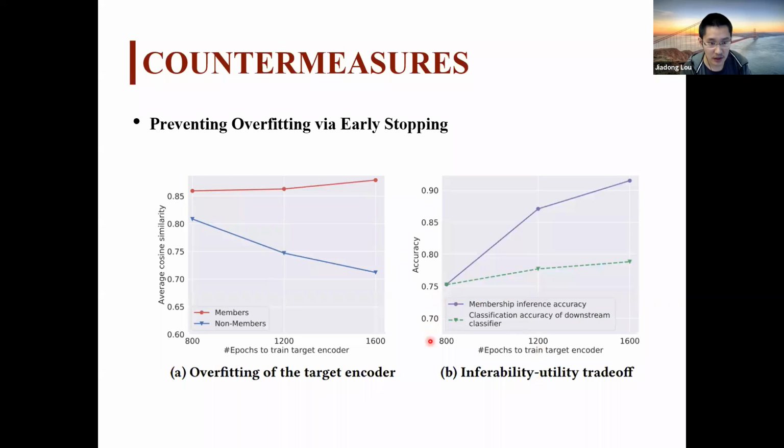So they mentioned that 80 epochs under the experimental setup is a better trade-off point, such that the original encoder can still achieve some better performance, while the membership inference accuracy is relatively low. So based on this figure, they think that they can use some early stopping to prevent the membership inference, while not deteriorating the performance of the encoder.